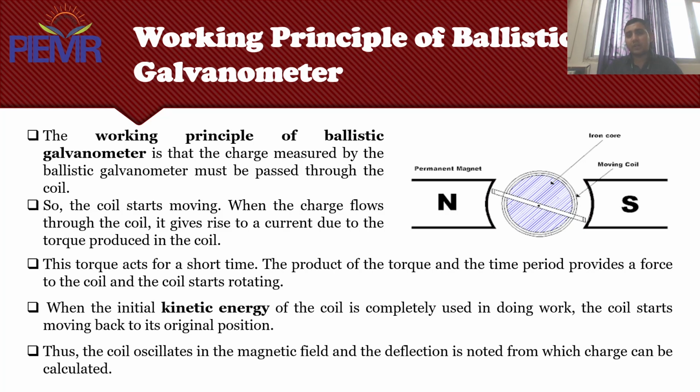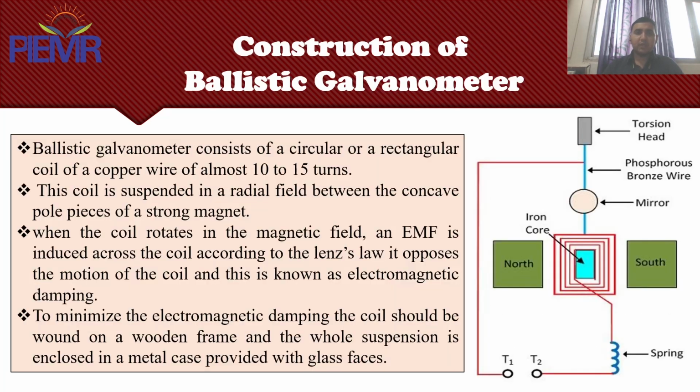The torque contains both the quantities. First is the current in our moving coil, and second the magnetic field B. And the torque produced is equal to B I A N. The product of torque and time period produces a force, which is essentially initially a kinetic energy of the coil, completely used in doing the work, and it moves back to the original position. Basically, this coil oscillates in the magnetic field and the deflection is noted, from which the charge can be calculated.